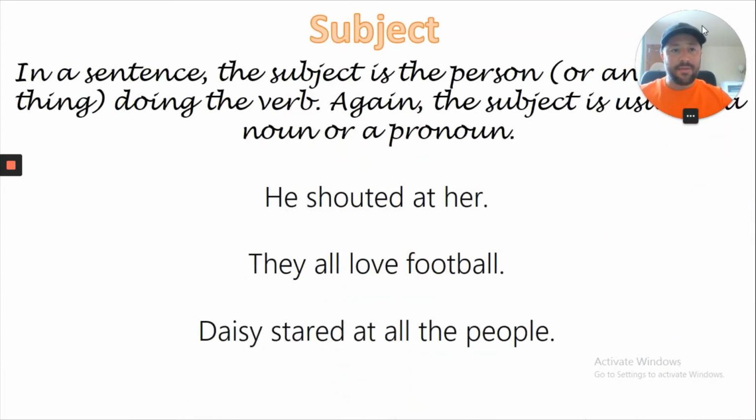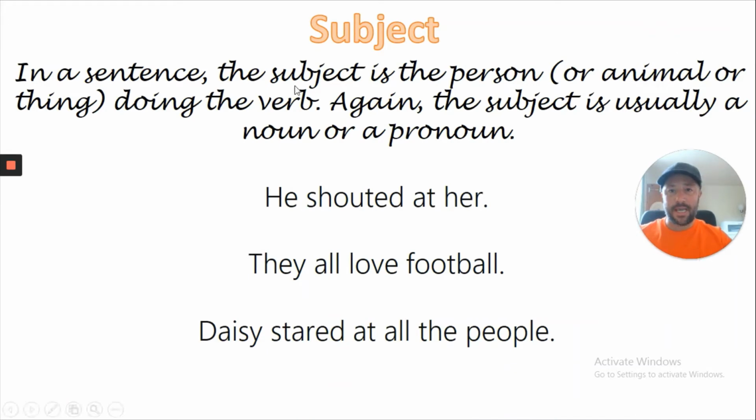So let's have a look then at this one here. Same sentences again. With a subject, in a sentence, the subject is the person or animal or thing doing the verb. So they're the ones that are actually doing it. Again, the subject is usually a noun or a pronoun. So he shouted at her. Well, we know that her is the object. We know that this is the verb. So he must be the subject of it.